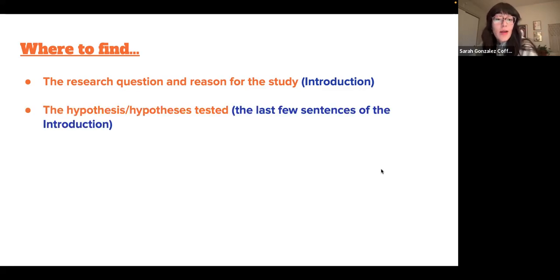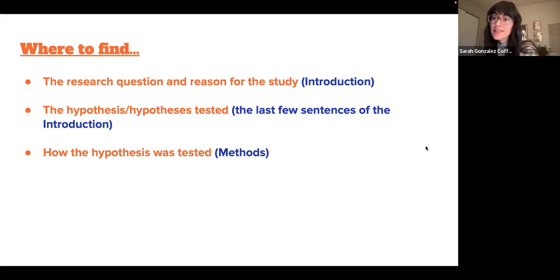The hypothesis or hypotheses, if they tested multiple hypotheses, that'll be found in the last few sentences of the introduction. How the hypotheses were tested, that's the methods section. So really what procedures did they go through, what measures, etc. All that information will be in the methods section.